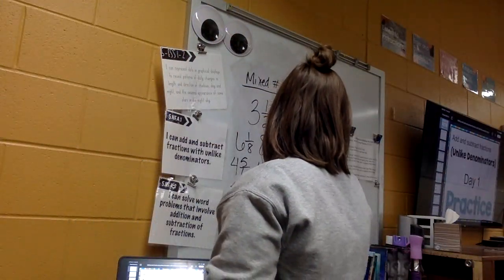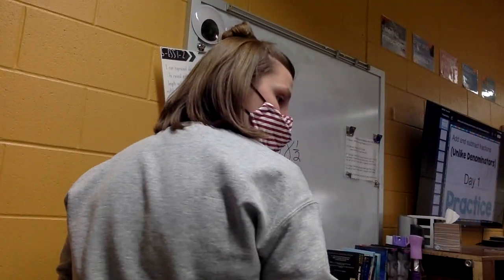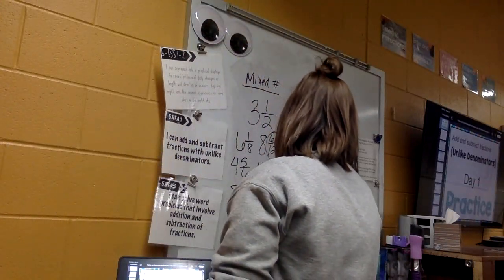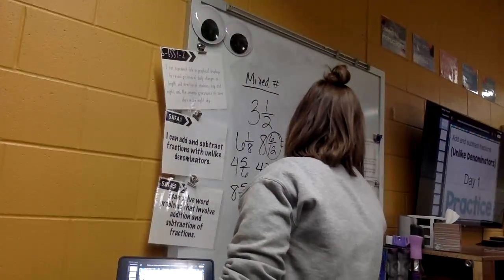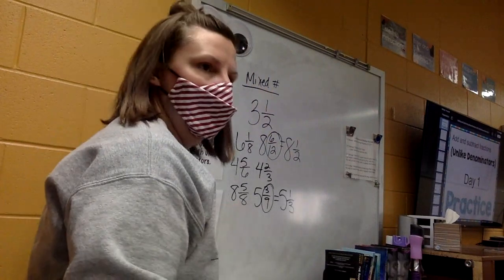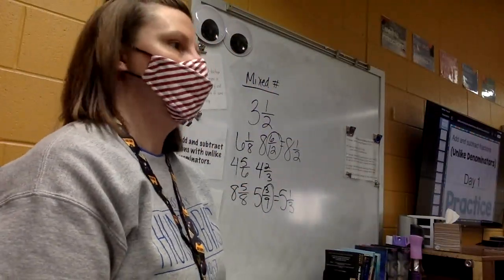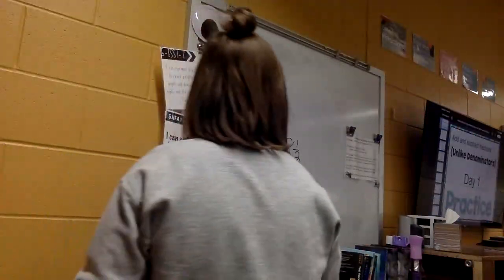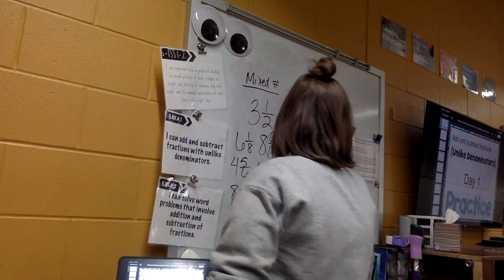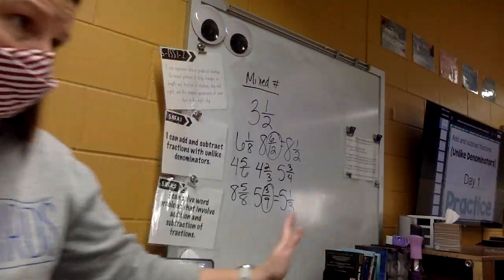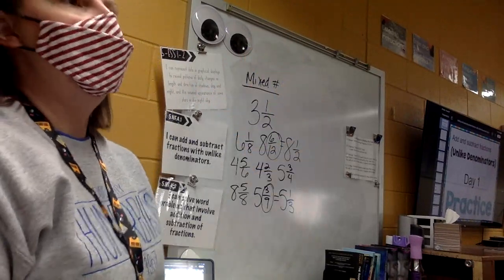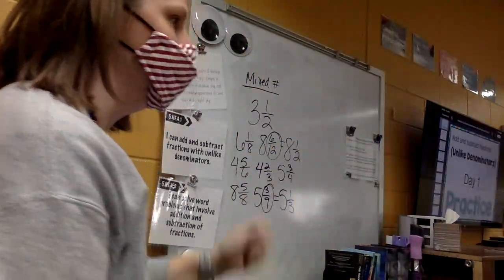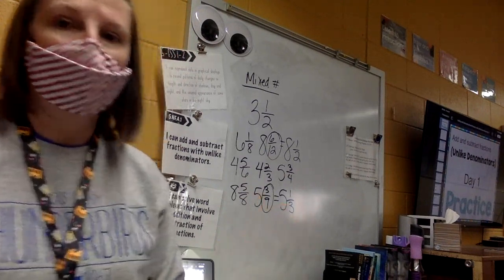Aiden, give me an example. 4 and 2/3. Audrey? 5 and 3/9. Can I simplify this? Yep. To what? 5 and 1/3. Do we need to write all that down? Cash? 5 and 3/4. Okay. I think we get the point, right? A whole number and a fraction is called a mixed number. All right.